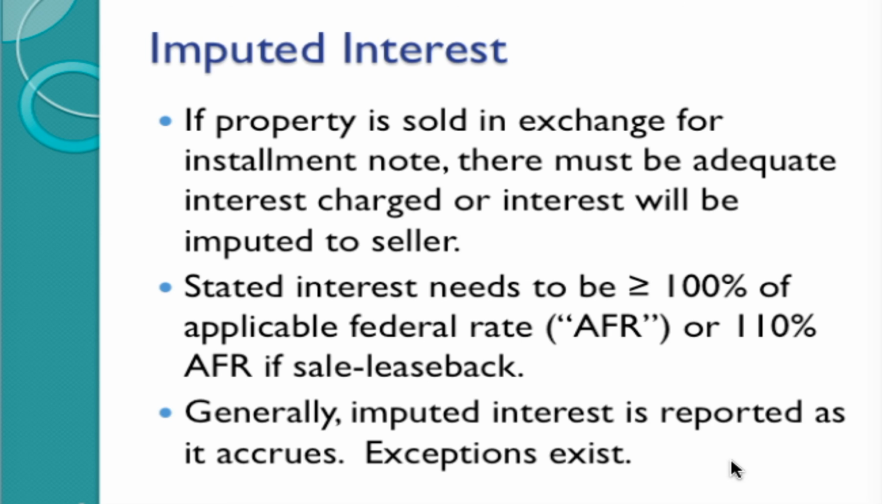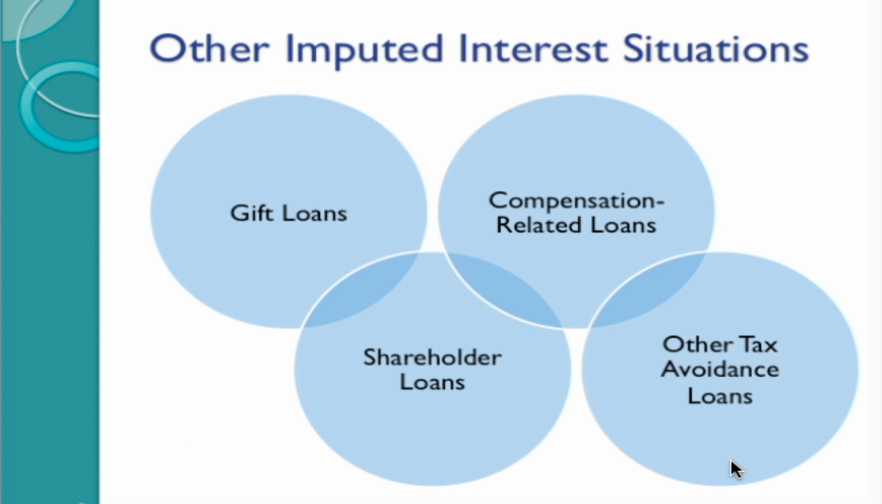So they're basically saying either they're charging interest on the installment, or we're going to assume that the interest is implicit, and we're going to impute that interest, because we're going to assume that in a lot of situations it's one of these various scenarios where it's a gift loan, some type of shareholder loan, or compensation-related loan where we're trying to hide income by loaning money instead, or any other purpose where we're trying to avoid tax by making this installment loan.